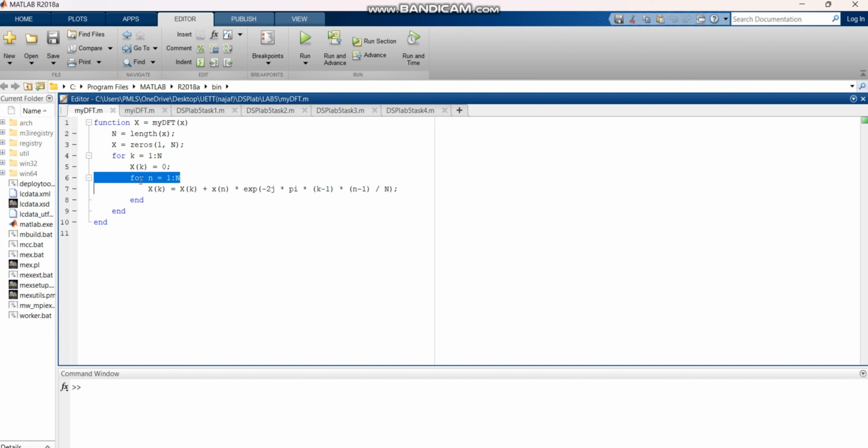This line starts an inner loop over the index n from 1 to n, which represents the time or sample index in the input signal. This line here computes the discrete Fourier transform coefficient X of k by summing up the product of each sample x of n in the input signal multiplied by the complex exponential term, exponential of minus 2j pi into k minus 1 multiplied by n minus 1 divided by n.